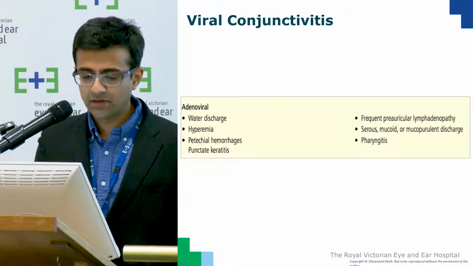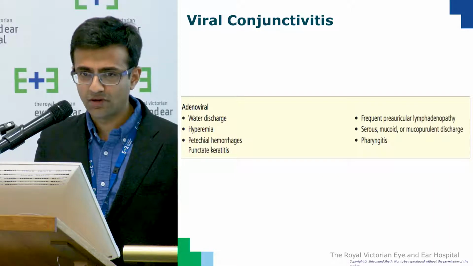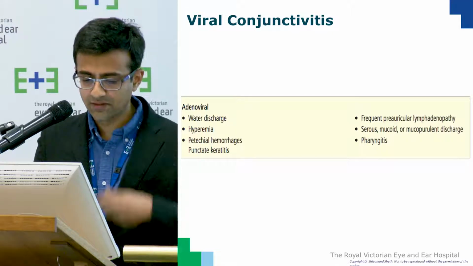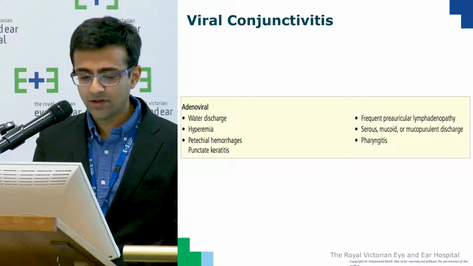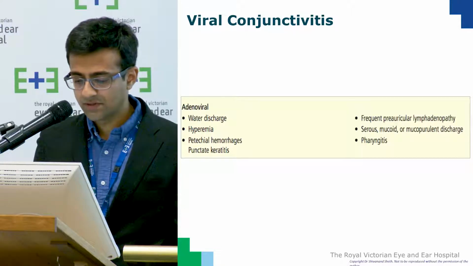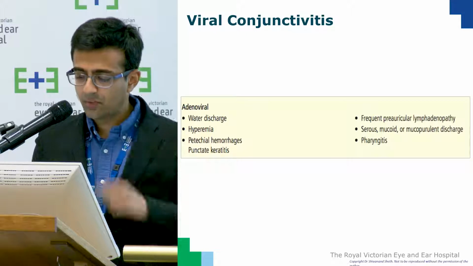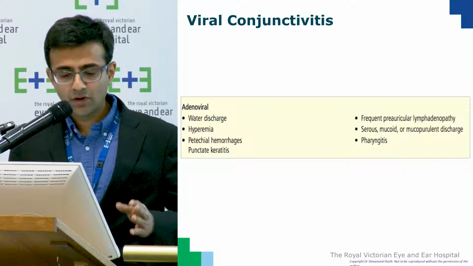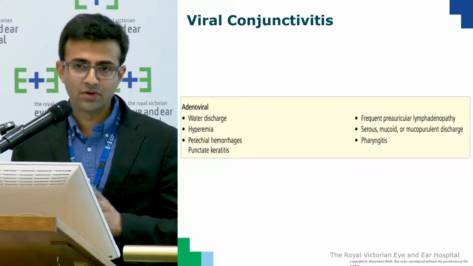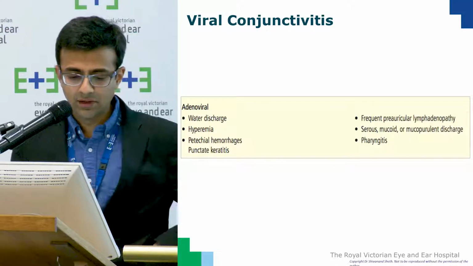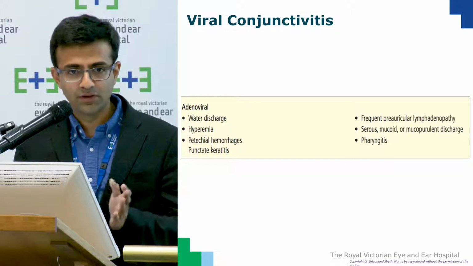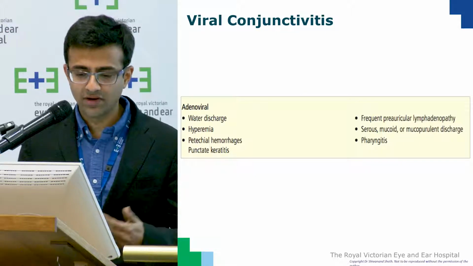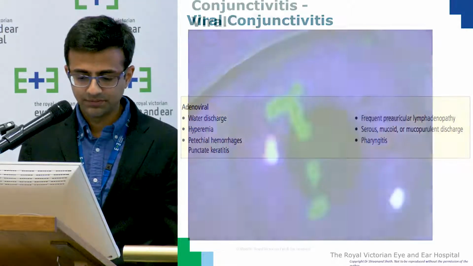Characteristics of adenoviral conjunctivitis: their discharge is generally watery or sometimes even blood tinged or sanguinous, because it's quite common to have bloody tears run down the eye when you've got adenoviral. They've got petechial hemorrhages and a red eye. Frequent preauricular lymphadenopathy is also associated, and quite commonly they might have had a sore throat or a bad cold either preceding it, during, or immediately following the conjunctivitis, because it's the same virus that also causes pharyngitis and other things.